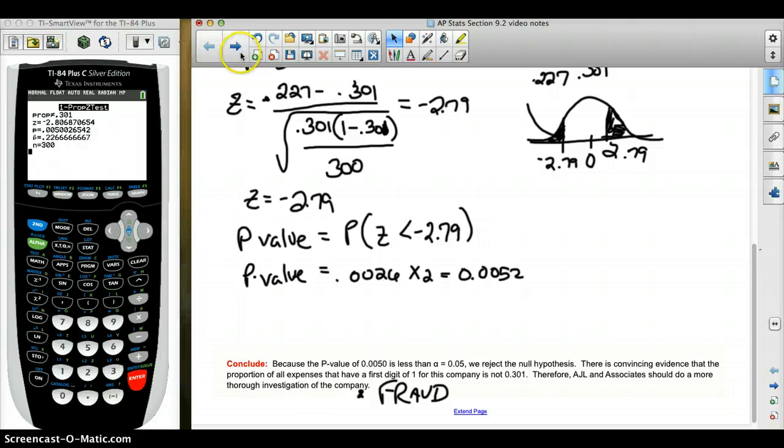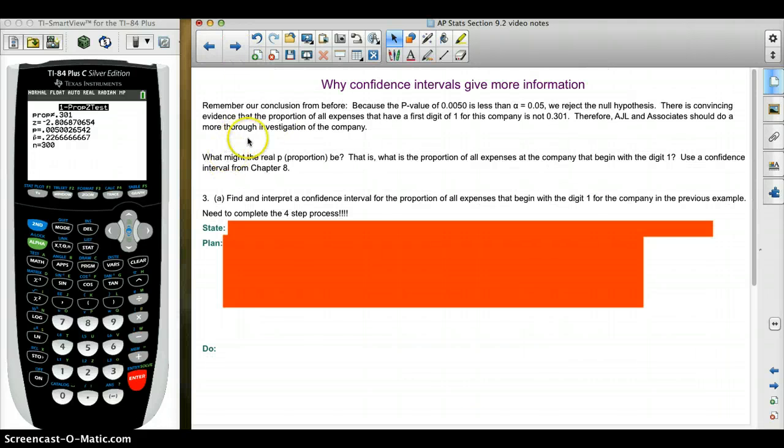Okay, so that leads us into why confidence intervals give more information. Remember our conclusion from the previous slide: what might that real P, or proportion, be? That is, what is the proportion of all expenses that the company had that begins with the digit 1? Instead, we can use a confidence interval from Chapter 8. We want to find and interpret the confidence interval for the proportion of all expenses that begin with the digit 1 for the company in the previous example.